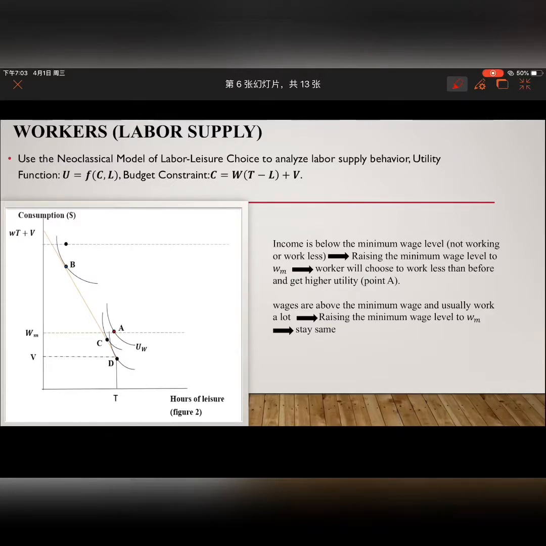But if the firm wants to maintain the wage differentials or increase the productivity of those labors, they also will raise the wage level of those labors like B. So those labors also can choose to work more, work less, or stay the same, and also can get the same utility.